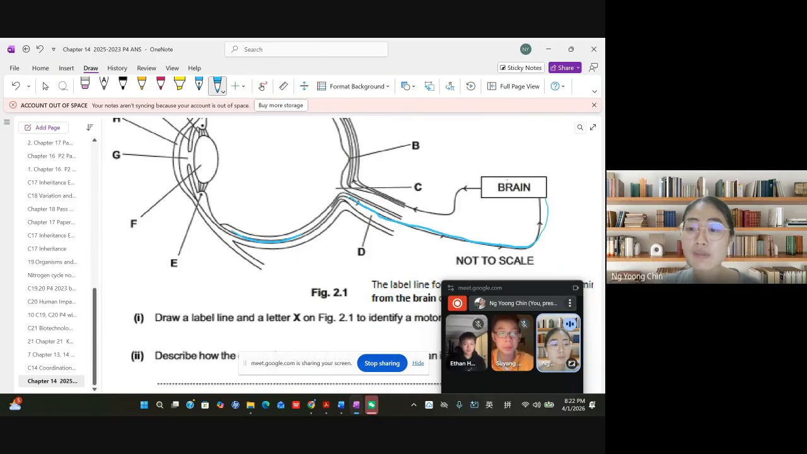And then from the brain, they go back to the eyes. Also tell me, is the blue line the motor neuron or is the red line the motor neuron? Which one do you think it is? One line will be the motor neuron, one line will be the sensory neuron. What do you think?